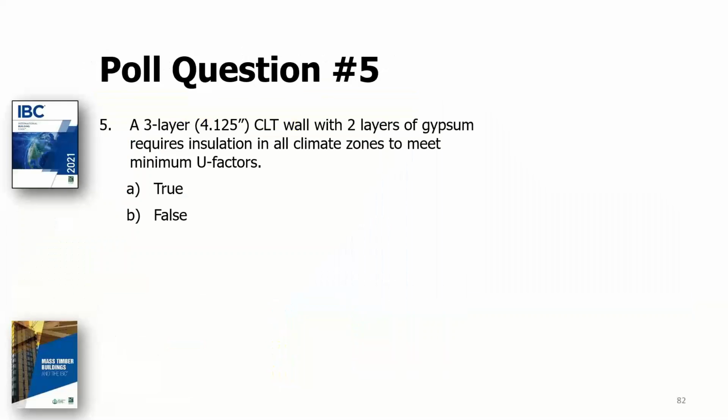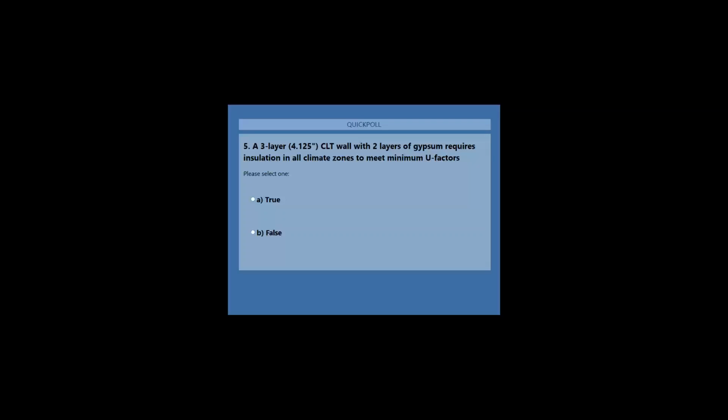Next slide. Oh, here's the poll question. All right, do we have time for this real quick? Let's try it real quick. All right, so a 3-layer 4.125-inch CLT wall with 2 layers of gypsum requires insulation in all climate zones to meet minimum U factors.